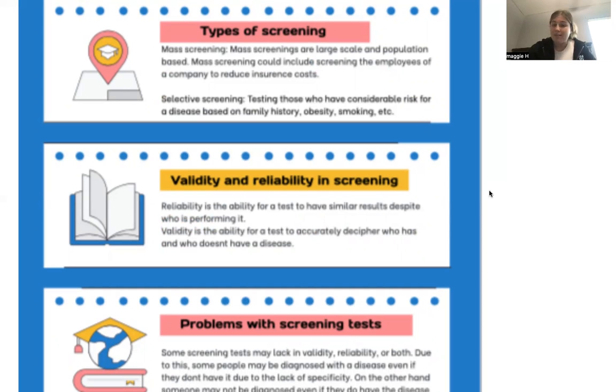So reliable is the ability for a test to yield a similar result despite who's performing it. You could go to multiple different clinics and get the same test and it's going to yield the same result. If you're told you're hypertensive at one place, you should be told you're hypertensive at another place. And if you get a different result, it usually means that the test isn't very reliable.